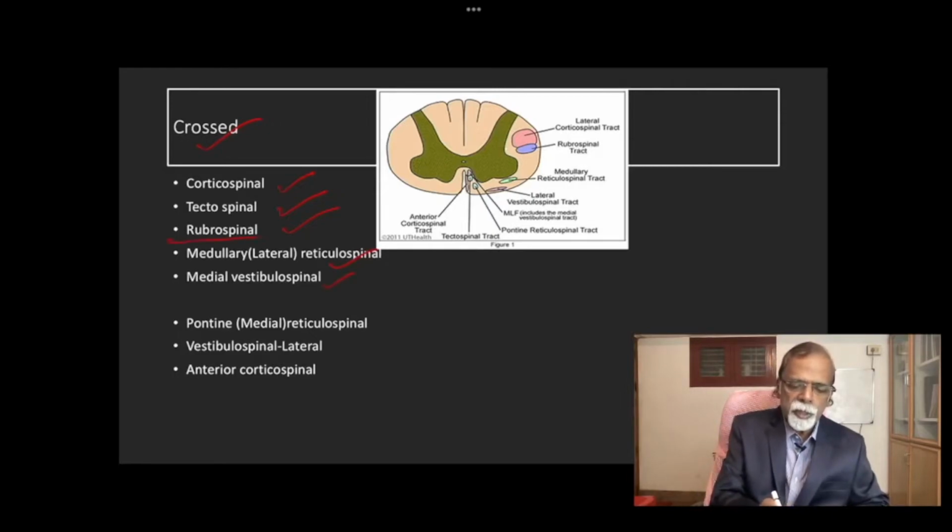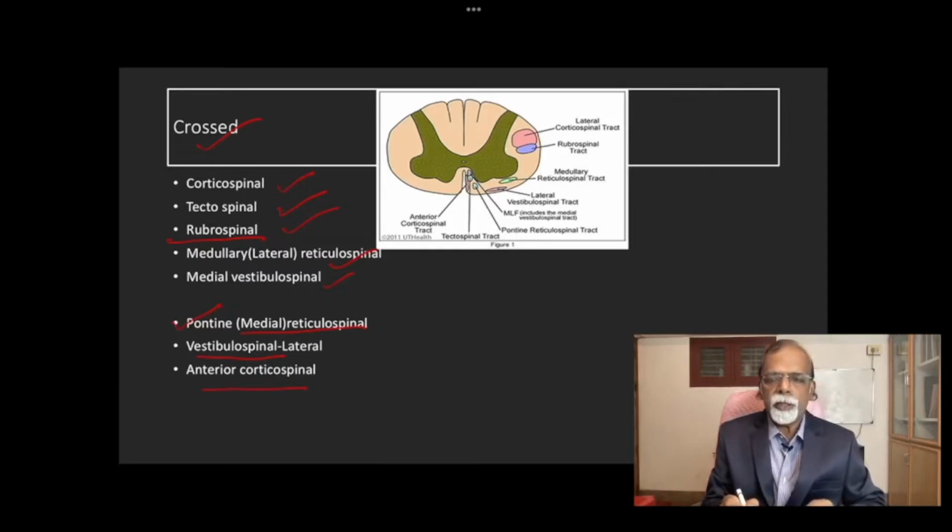So remember these three, these are the important ones. Then the uncrossed ones, very important: the pontine or medial reticulospinal pathway, the vestibulospinal, especially the lateral vestibulospinal pathway, and the anterior corticospinal. These are the uncrossed pathways. This is shown in this picture. Here remember the lateral corticospinal and the rubrospinal are the lateral pathways, others are medial.